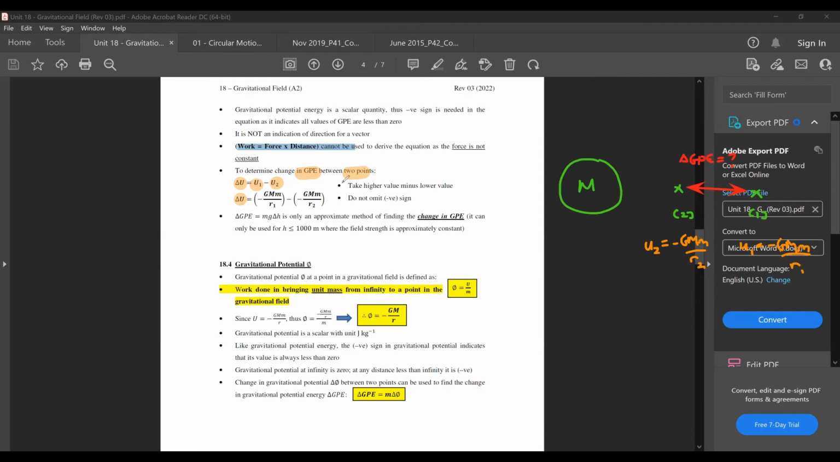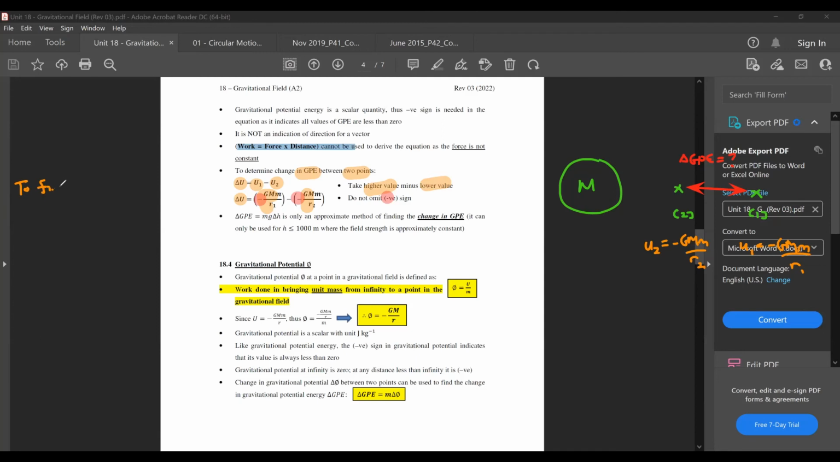If I want to take the difference in GPE between the two values, this will be U1 minus U2. Generally, take the higher value minus the lower value. But when you sub in your values to find the difference, don't omit your negative. Please make sure the negative sign is still there. So just something to take note of. I think I mentioned this also in AS physics. I'm not sure whether I mentioned it for your class.